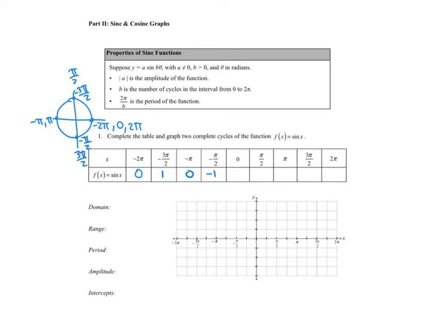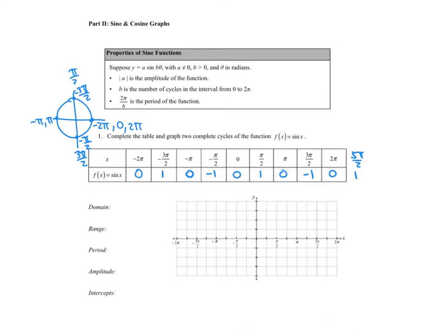Sine of 0 is 0. Sine of pi/2 is 1. Sine of pi is 0. Sine of 3pi/2 is -1. Sine of 2 pi is 0. And this pattern would continue. If I added on sine of 5pi/2, I would get 1, and so on.